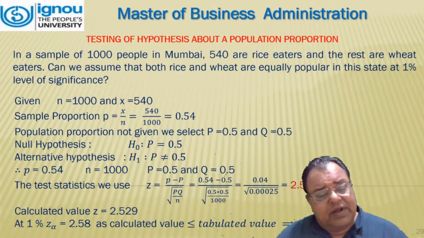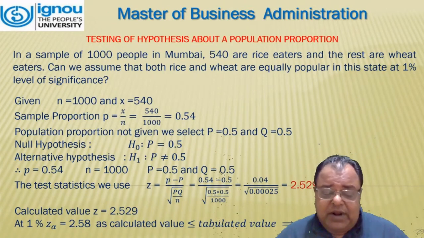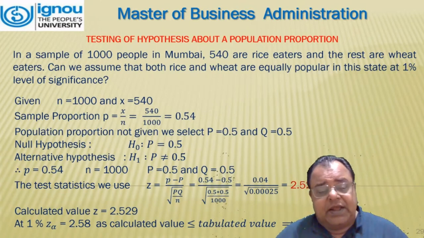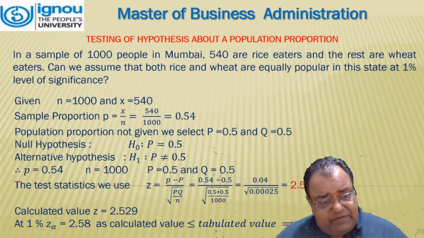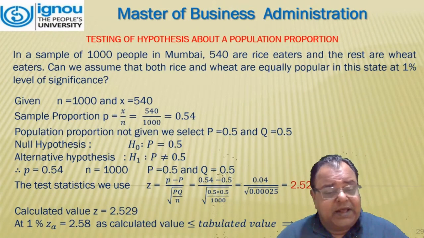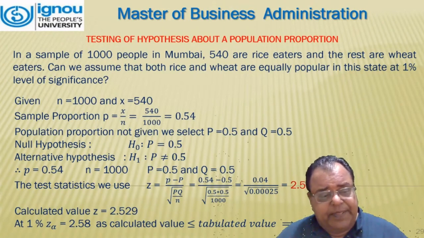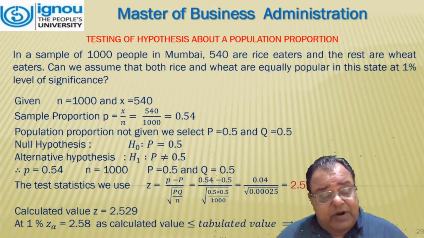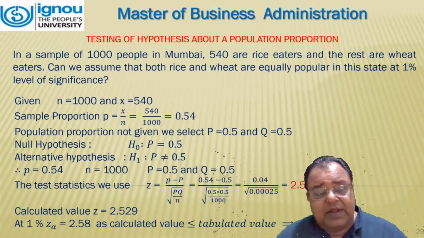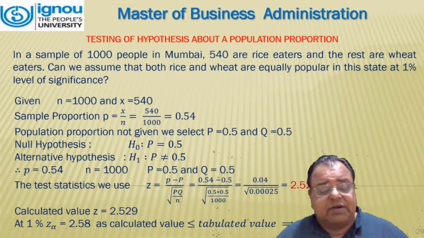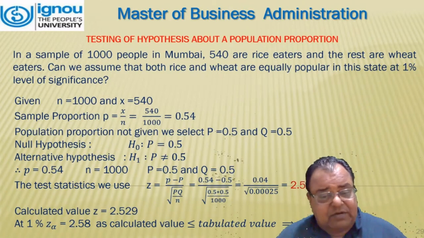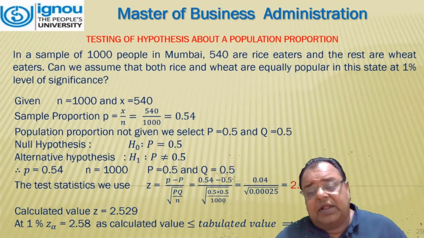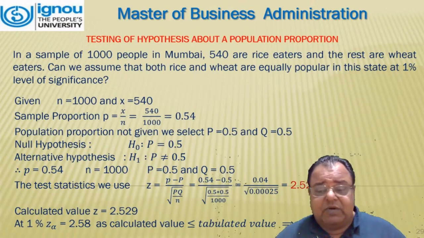P is equal to 1 by 2 and q is equal to 1 by 2. For the null hypothesis, we can state that H naught is p equal to 0.5 and the alternate hypothesis will be H1: p not equal to 0.5. We have small p equal to 0.54, n as 1000, probability of success as 0.5 and probability of failure as 0.5. Putting up the test statistic, z is equal to p minus P upon root PQ by n. We have all the values given in the problem. So after substituting the values, we get 2.52.